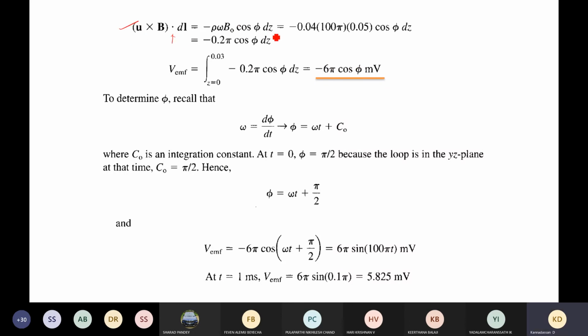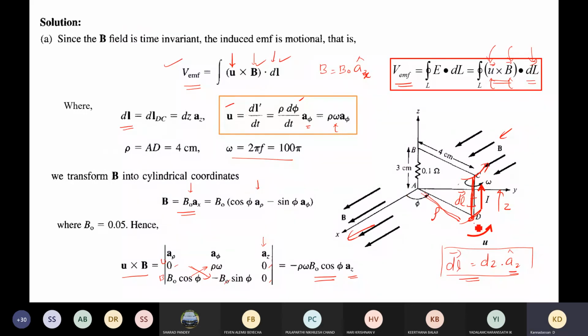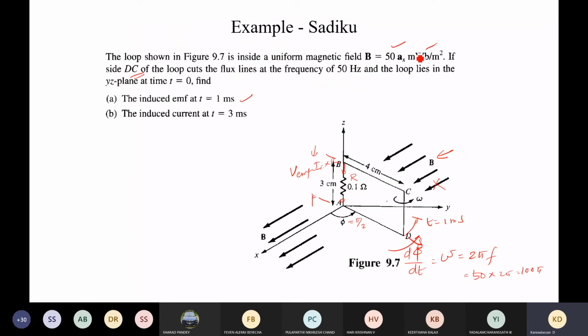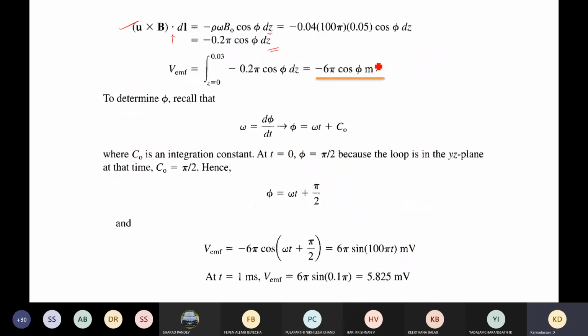This dot product will simply give dz itself. And we are going to substitute all the values. You got this vector, you just have to integrate. So we are going to integrate this from 0 to 3 centimeter. And the 3 centimeter is now converted into meter. Why is it converted into meter? Because this B is given in terms of meter. So when you substitute this, you will get everything. You just have to integrate. When you integrate over Z, you will get the first value and the second value, and you just find the difference and you will get it.